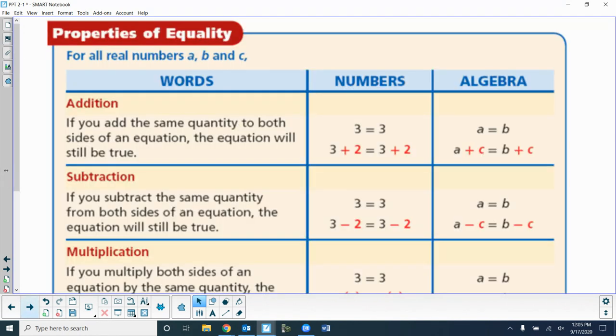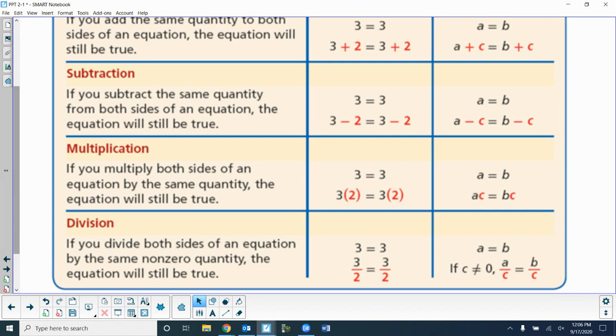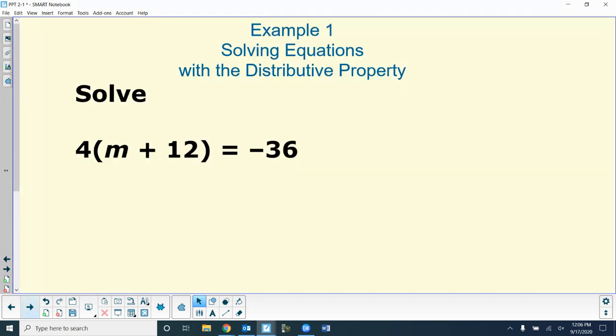Properties of equality are just saying what you do to one side of an equation, you do to the other. You guys all know that rule, right? So in this one, they added 2 to this side, so they got to add 2 to that side. Here's subtraction. So that's all those are. Again, just understand that when we're solving an equation, we have to be fair, we have to do the same thing to both sides to keep it balanced, okay? Our equal sign is like our balance spot, right?